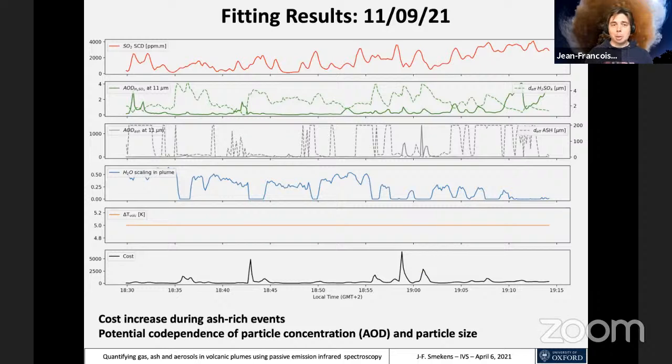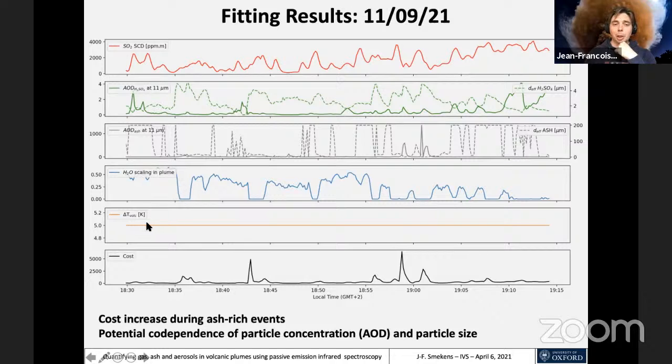So if I show the time series results here, we haven't fully investigated what this means, but the top panel shows the SO2 slant column density. And then the second one, the solid green line, is the aerosol optical depths due to sulfate aerosols, while the dashed line is the variations in the effective diameter of those aerosols. And then a similar approach for the solid and the dashed line in ash here in gray. And then in blue is the scaling of water vapor within the plume.